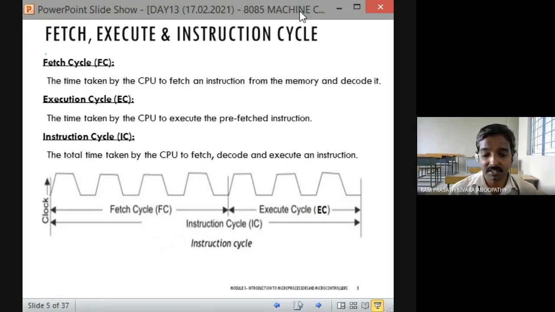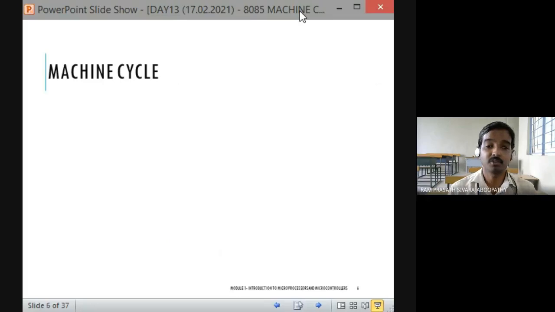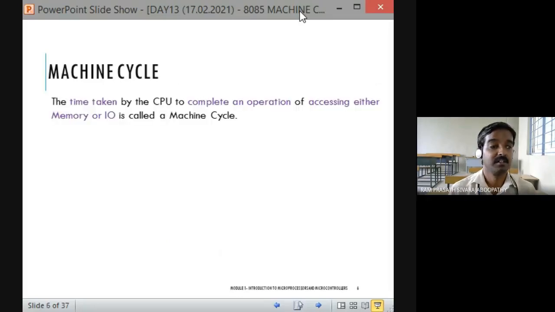The next slide we will go with it. So instruction cycle is equal to fetch cycle timing plus execution cycle timing. That's all. Fine. So now we will go with the machine cycle. It is the time taken by the CPU to complete an operation of accessing either memory or I/O. See, when we discussed the status signal, we mentioned what is meant by machine cycle. You can refer to that.